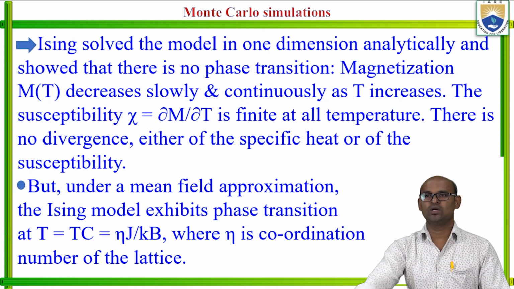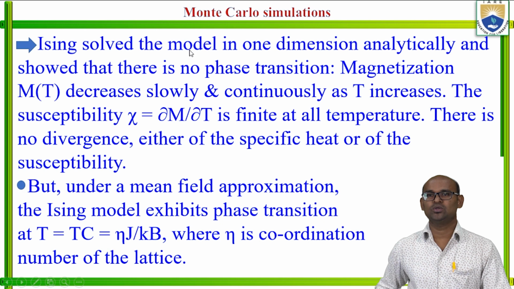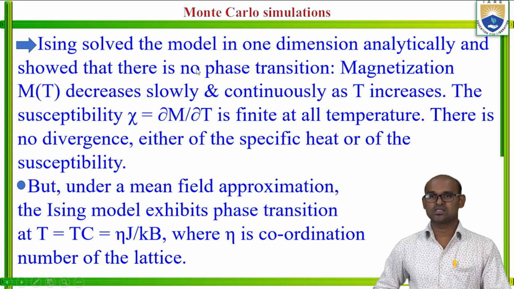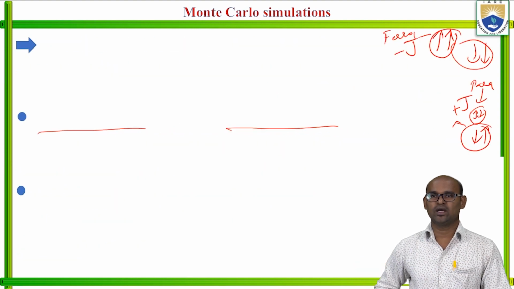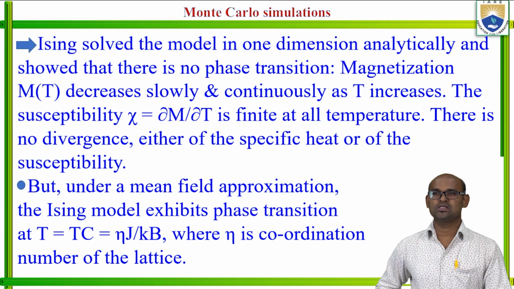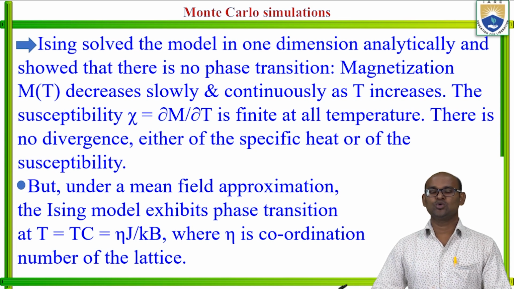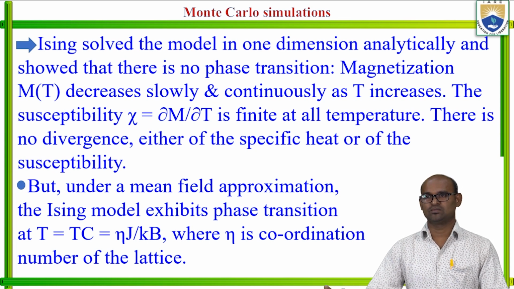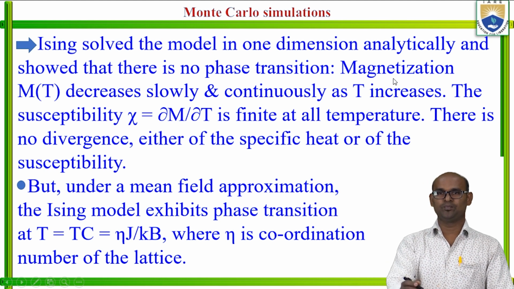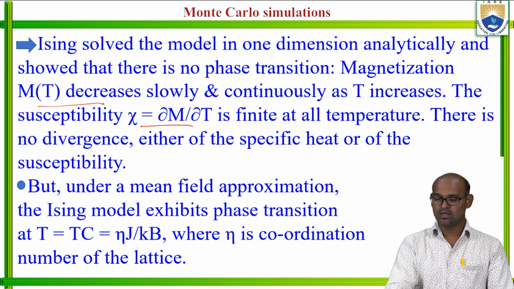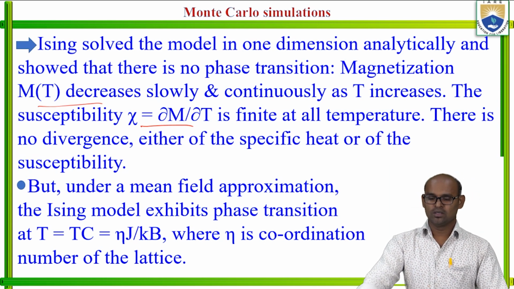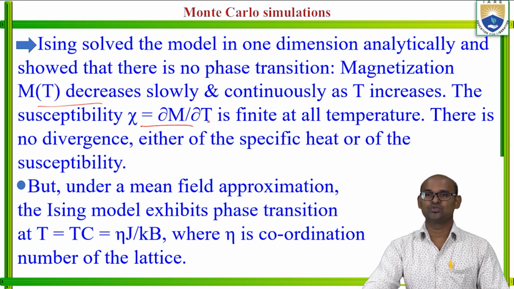So Ising solved the model in one dimension analytically and showed that there is no phase transition. So using this interaction energy, Ising solved this in one dimension. By looking into different macroscopic quantities, for example, magnetization, and they also looked into susceptibility, and if there is a phase transition, this susceptibility should show a divergence.